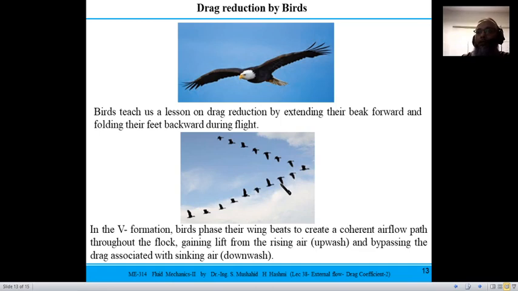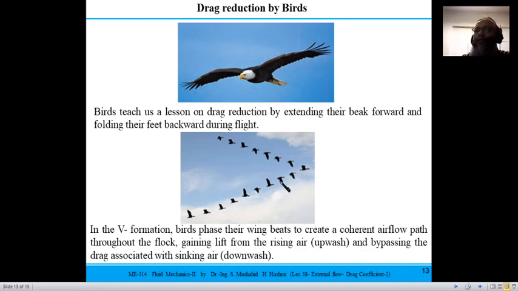And one more thing they do is, because we have already seen the drag changes with the oscillation and the rotation, they make the wing motions align with each other in such a manner that, because the drag as well as the lift both are there, they gain the lift from the rising air, which is called upwash, and reduce the drag with sinking air, which is called downwash. And there are a lot of other benefits.